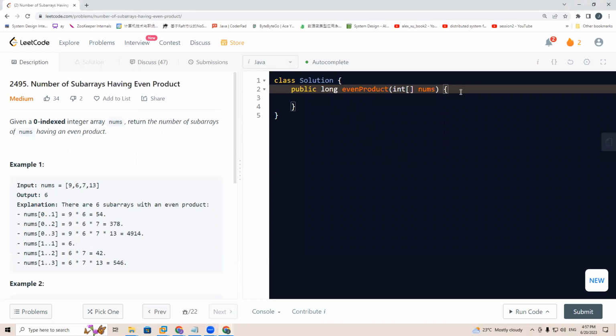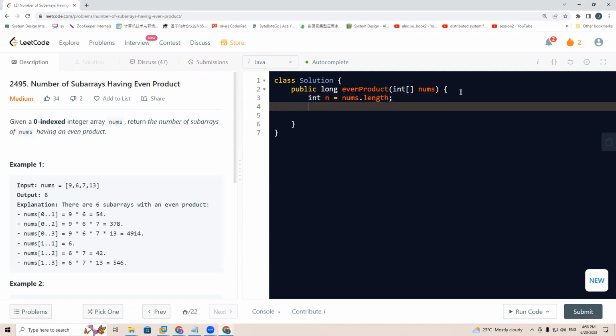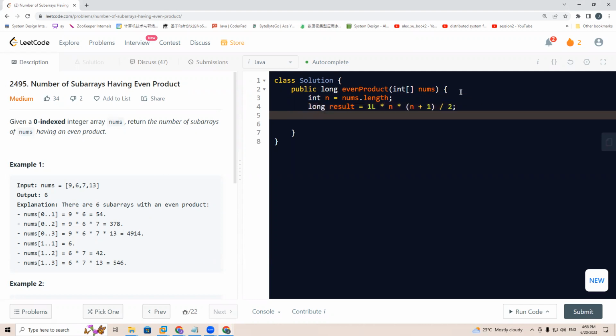And I have int n as nums length. And we will say this is long, right? So we will have result. Long result equals 1L multiplied by n multiplied by n plus 1 divided by 2. So we'll say we have the index of the last even number, and at the beginning I set this one as -1.